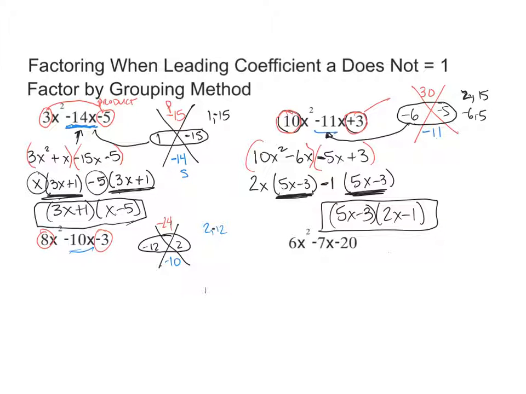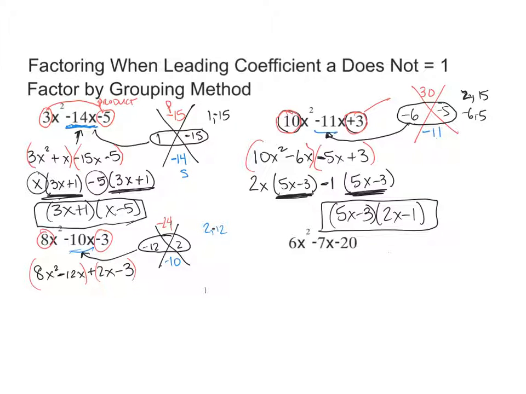So we're going to rewrite this. Again, remember, this is replacing that 10x. So we will write this as 8x squared minus the 12x plus the 2x minus the 3. And I will group these first two terms together, group these last two terms together, and let's see what I can factor out of these.